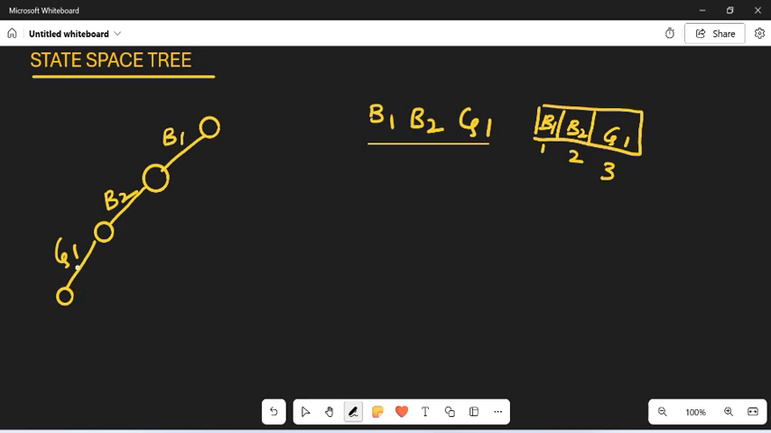Now, what are the other possibilities? I can just change 2 values, like boy 2 should be given the third chair, and the girl should be given the second chair. Therefore, here the girl will be given the second chair, and boy 2 is given the third chair. This is one possibility, this is the second possibility, right. Still, do we have any other possibilities?